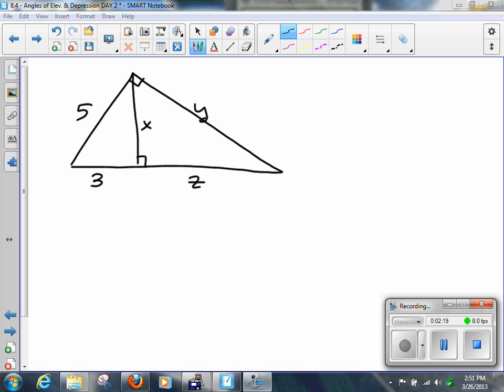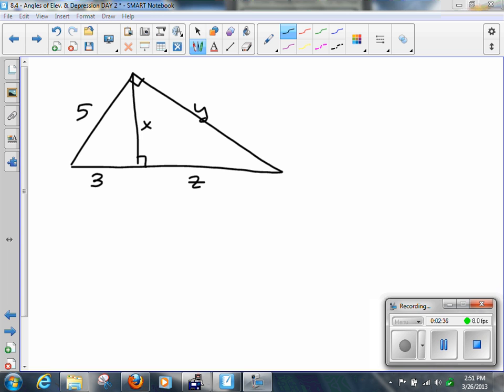So we're given, how do you even know to use geometric mean, okay? Because I have a right triangle within a big right triangle. And that's all you can do. That's your only option, is to use geometric mean.